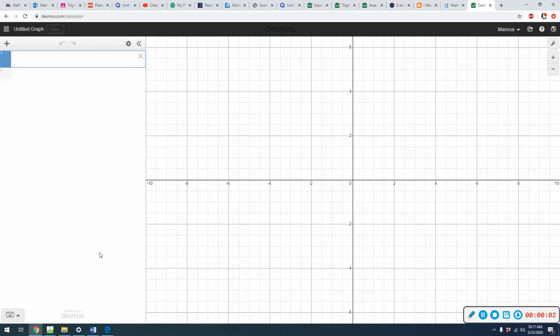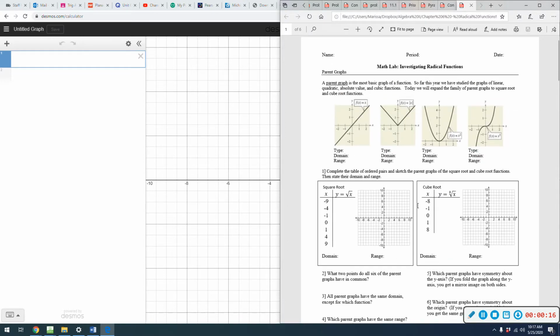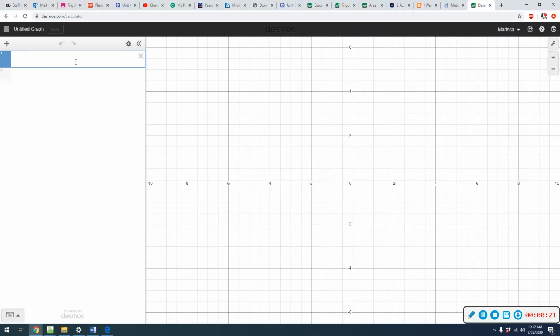Alright guys, so for this last week before finals week, we're going to talk about graphing square root functions and cube root functions. Normally I would have you do a lab where you're graphing them and looking at how they change. So I'm going to do an abbreviated version of that on Desmos.